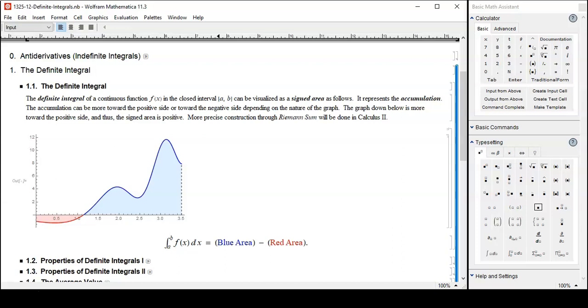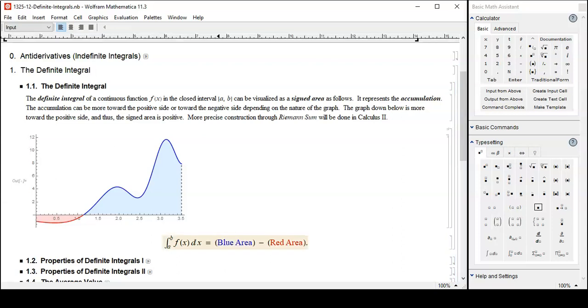Let's begin with a graph of a continuous function in a closed and bounded interval AB like this. And let's define the definite integral as a signed area like this, blue area minus red area. When the function value is positive like this, assign the plus sign, and when the function is negative here, in other words, the y-coordinate is negative, then we assign a minus sign. And then we add them all up. That's what we get. That's a signed area.